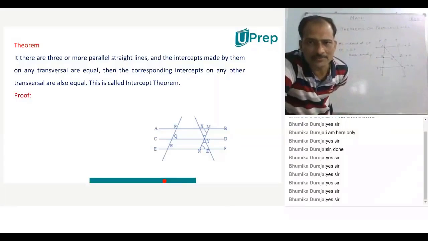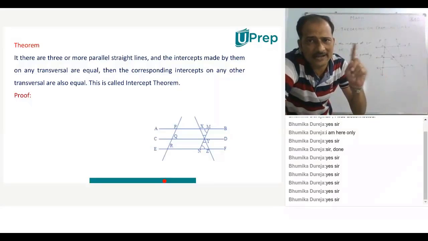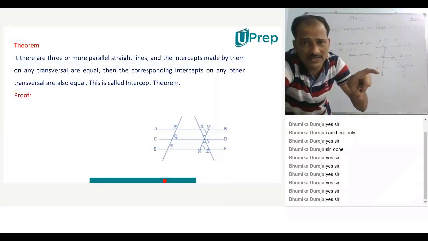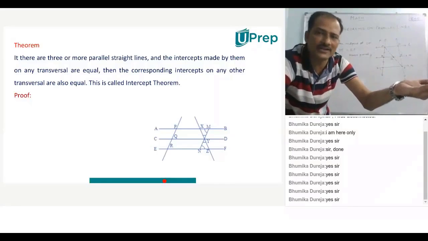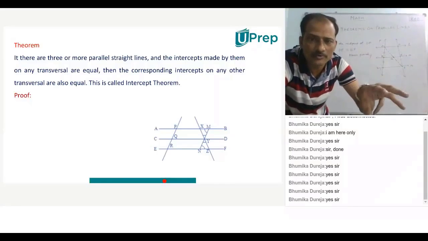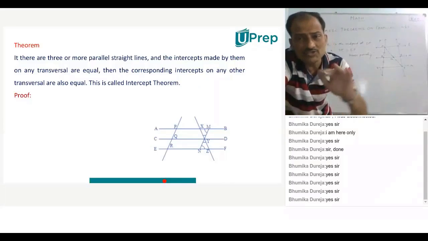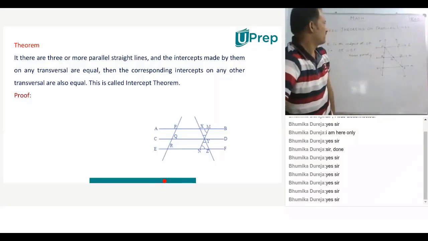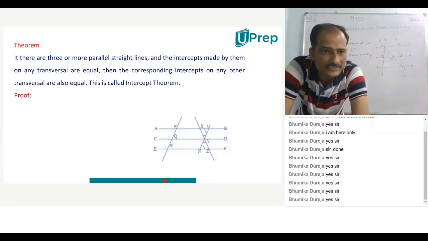This is called the intercept theorem. That means if three parallel lines are intersected by a transversal which makes equal intercepts on one transversal, then they will also make equal intercepts on any other transversal. This can be proved by the concept of the converse of the midpoint theorem, which we have learned in the chapter on quadrilaterals. I hope you all understood now. Guys, is that clear?